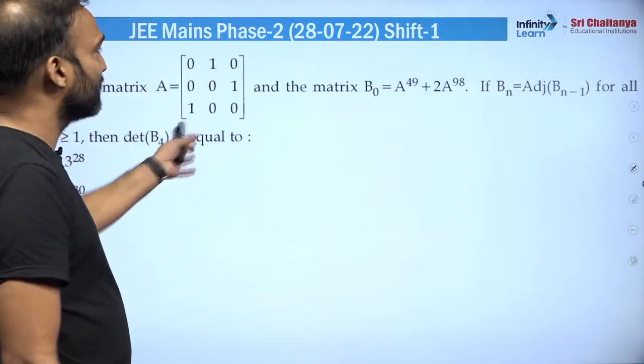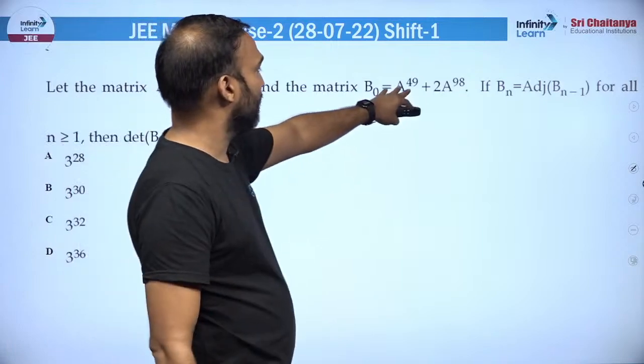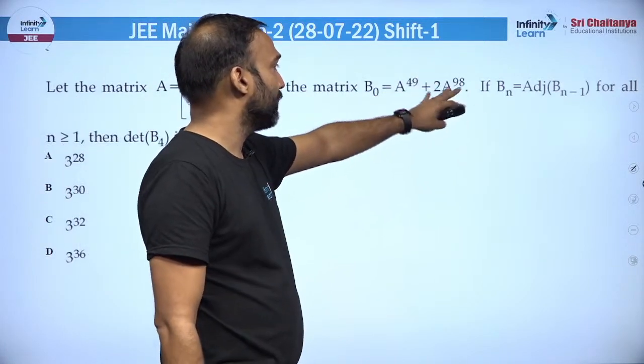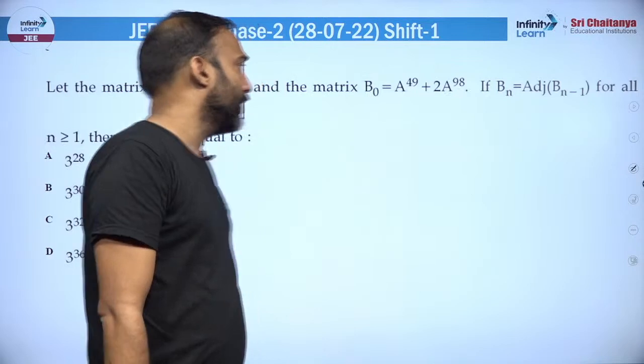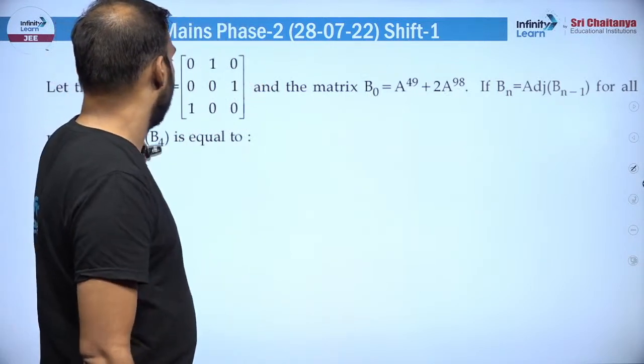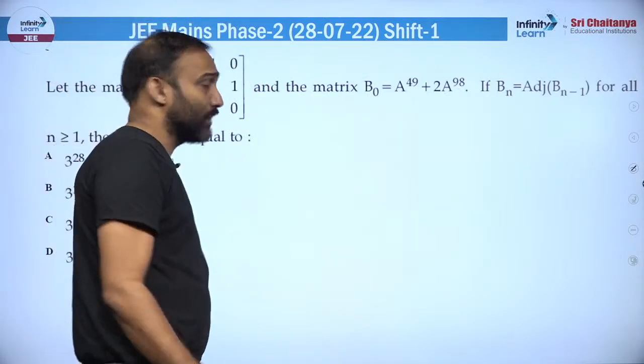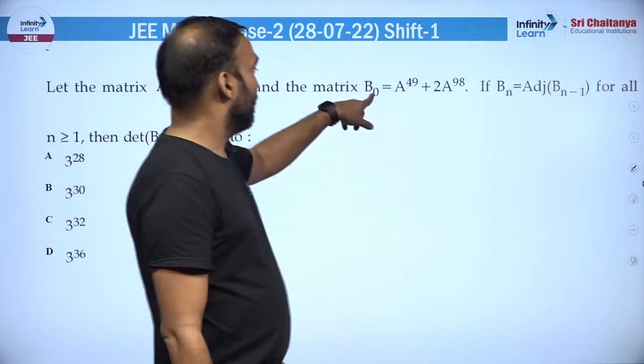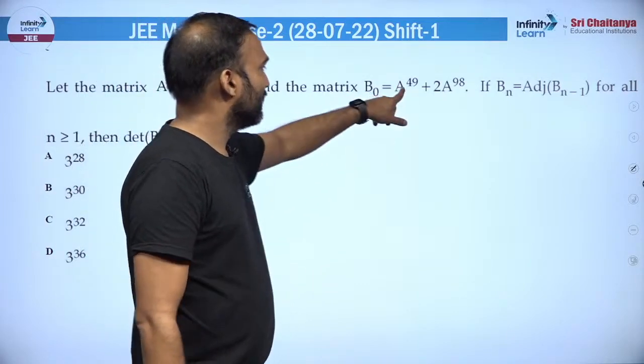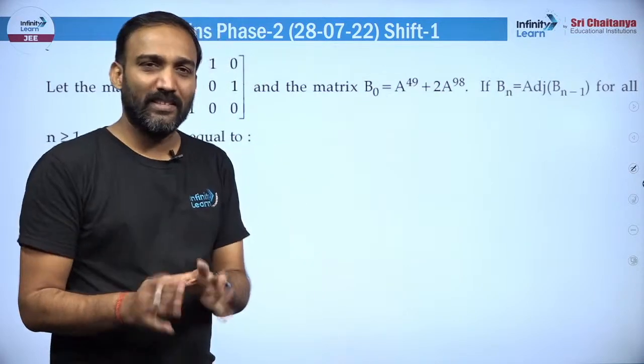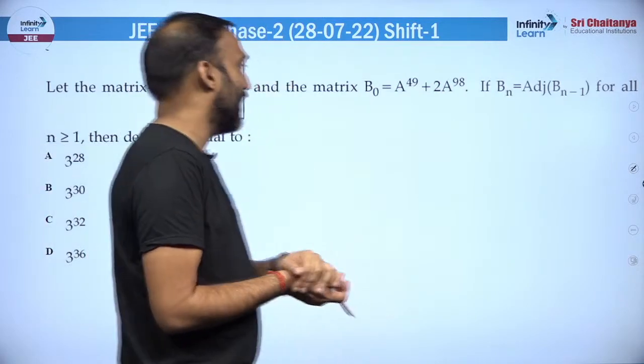Next question. A matrix is given, and B0 matrix is given as A to the power 49 plus A to the power 98. Bn is given as adjoint of Bn minus 1. I have to find out the value of det of B4. So first of all, I need to find out B4. Now, the higher powers, which means there has to be some pattern, some logic in the higher powers of A.